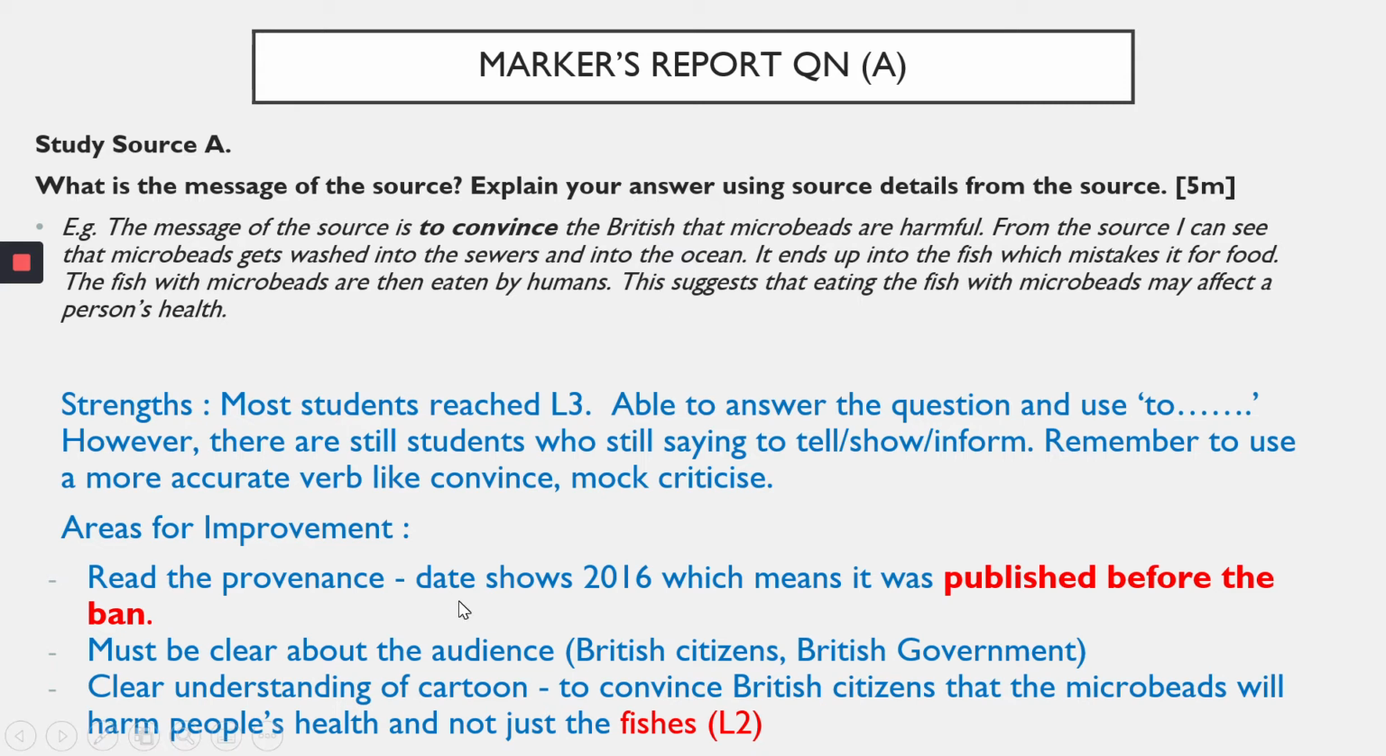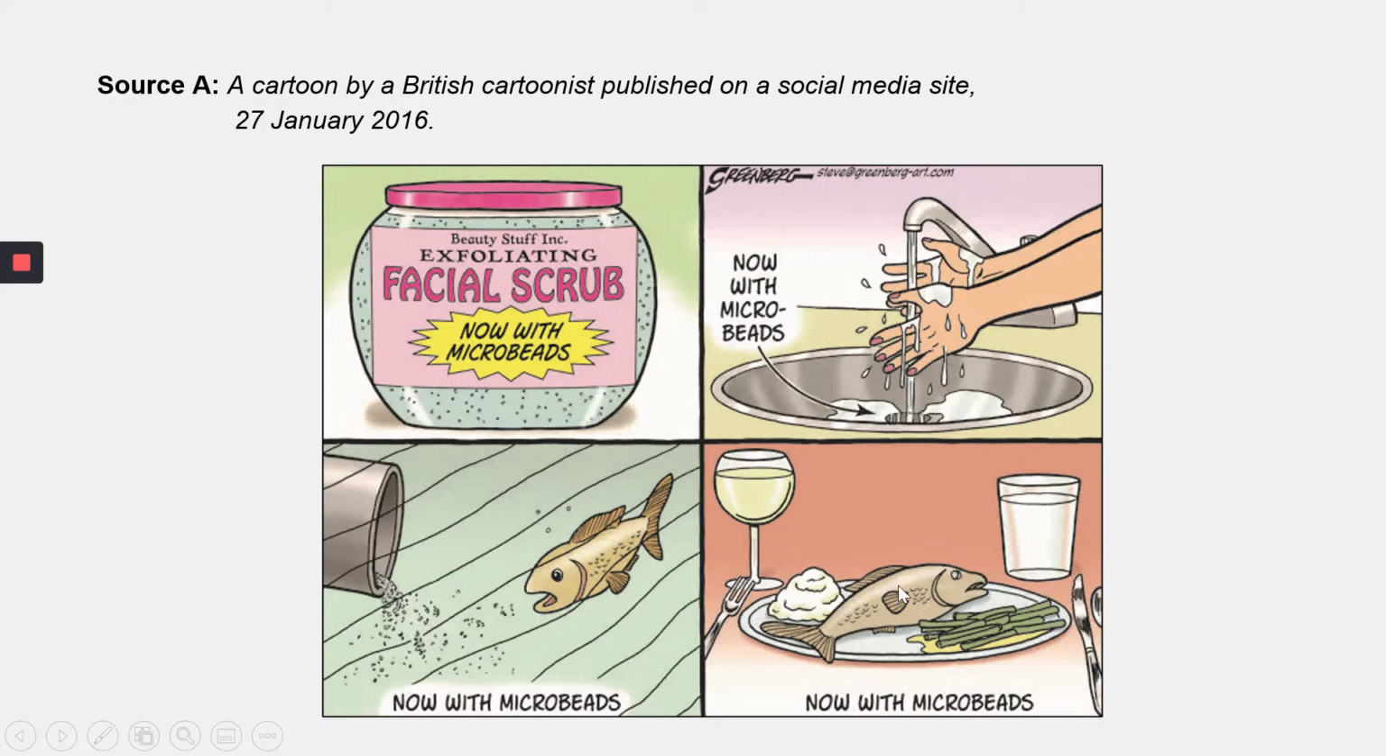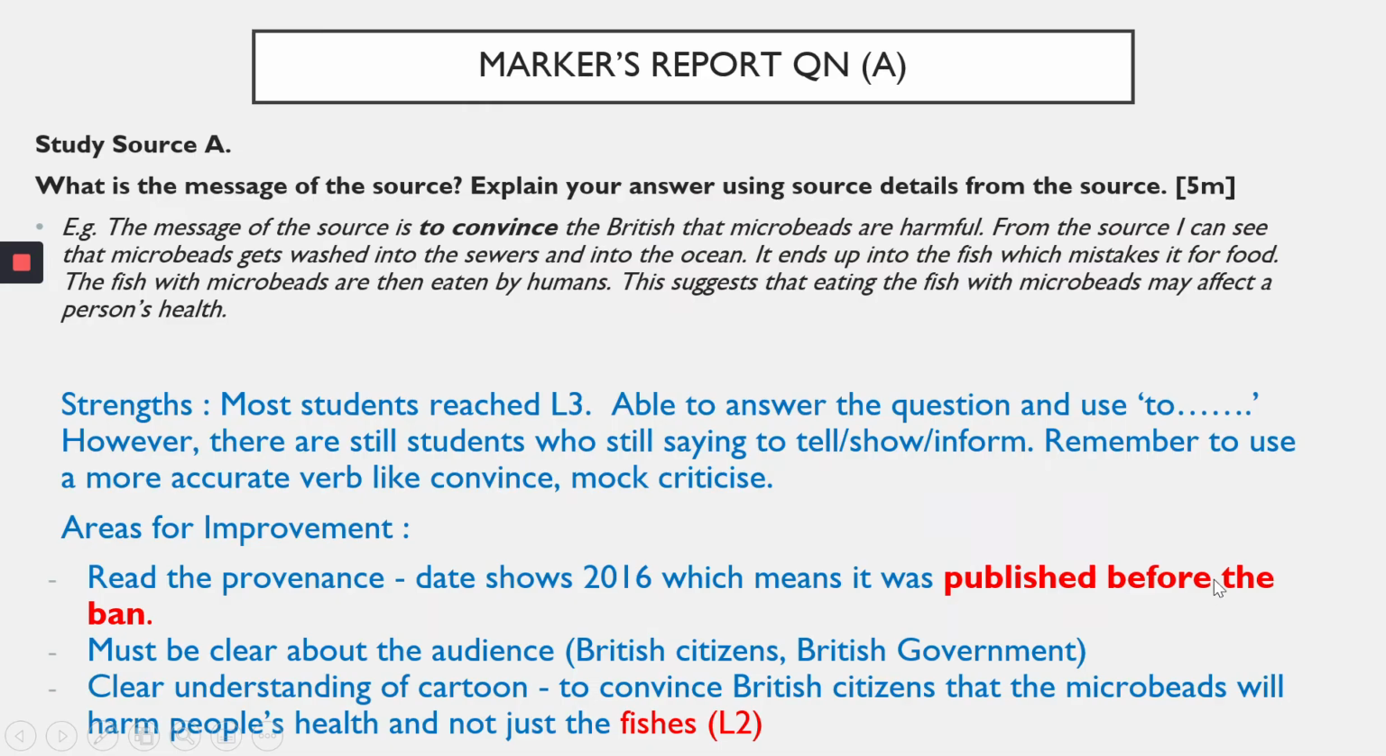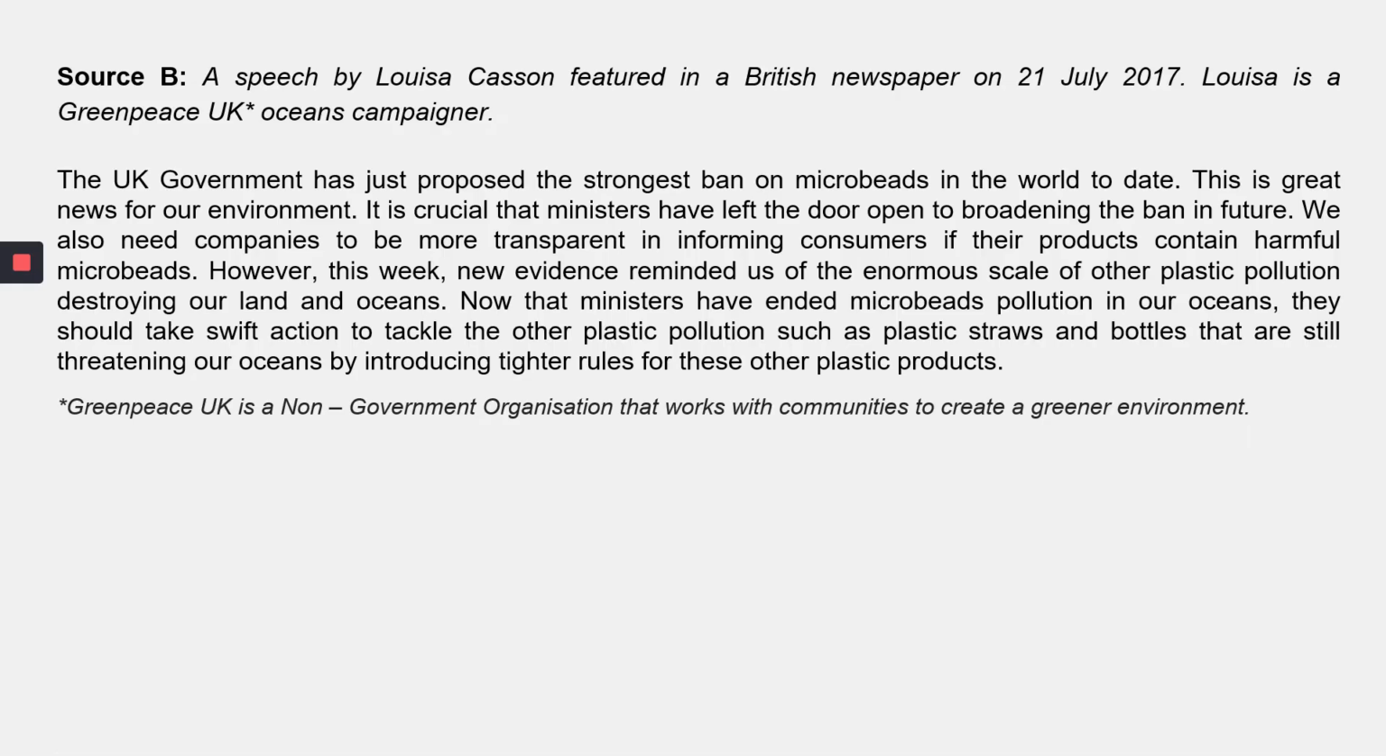Read the provenance. It was published before the ban. You must be clear about the audience, either the British citizens or the British government; both are accepted. And if you're going to use the British citizens, it is to convince them that microbeads actually harm people and not just the fishes. So the last part here is very important. Now, moving on to source B.